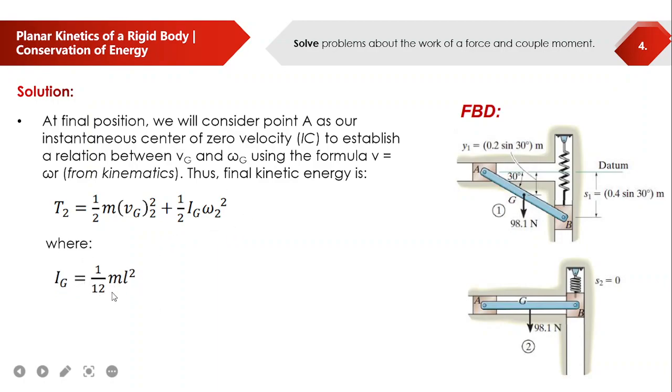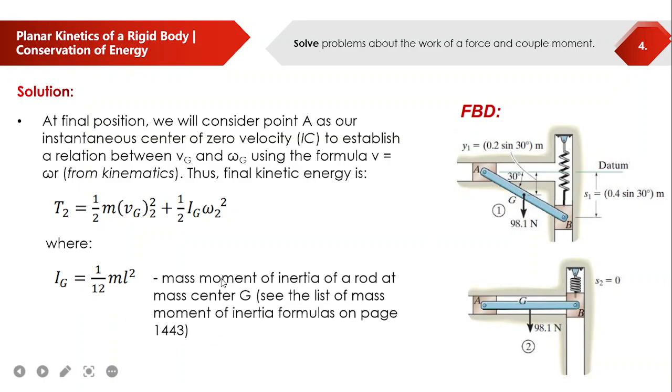So, I sub G is equal to 1 over 12 m L squared. So, this is your moment of inertia of this rod, and this is the mass moment of inertia of a rod at center of mass G. See the list of mass moment of inertia formulas on page 1443 sa book sa Yubilair nyo. Meron naman kayo siguro copy nun. So, andun sa page 1443 sa Yubilair nyo. Okay? So, you can find the mass moment of inertia of the rod, this kind of shape, no? You have your 1 over 12 m L squared.